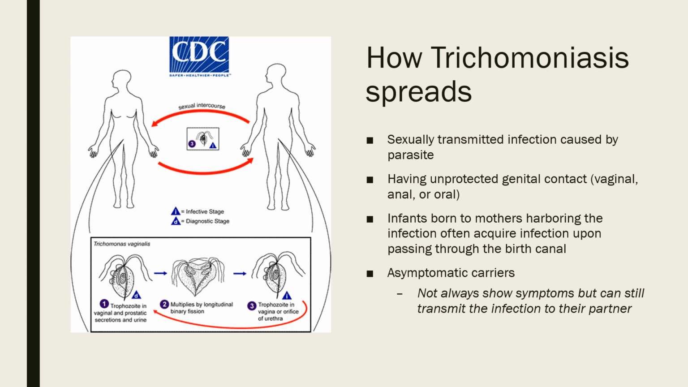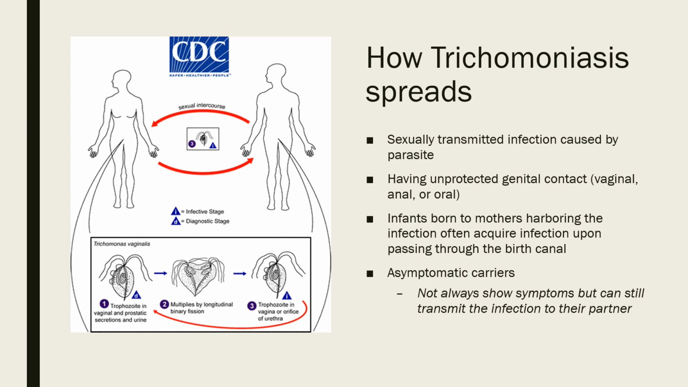Also, there are asymptomatic carriers, so a lot of times individuals who have trichomoniasis will not always show symptoms, but they can still transmit the infection to their partner or to someone who they are having sex with. So you might not know you have it until you transmit it to someone and then they start showing symptoms.